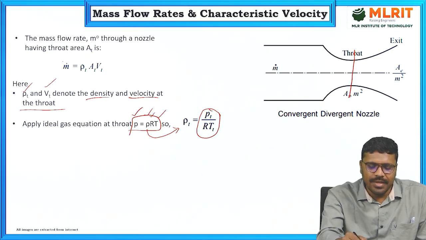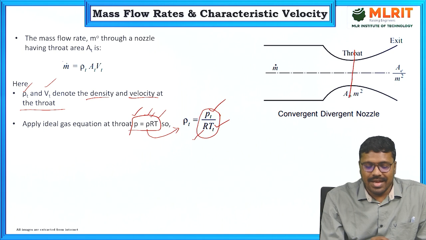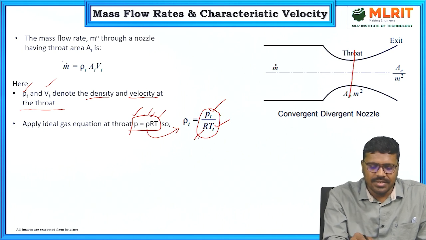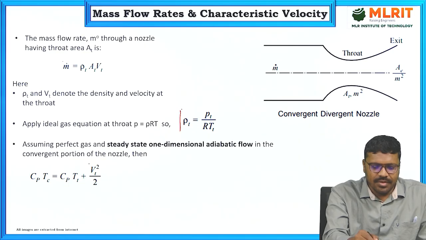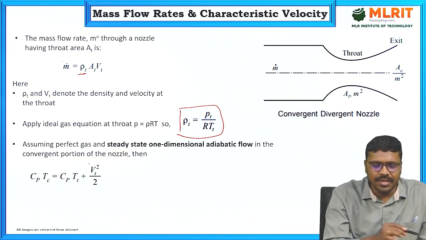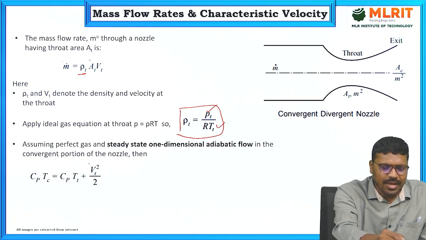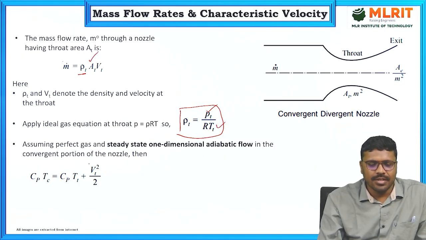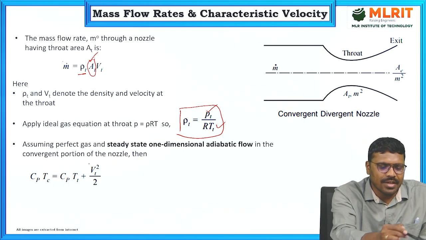Here Pt is the pressure at the throat, Tt is the temperature at the throat, and R is the gas constant of the gases at the throat. Here we got one equation for the density rho T in terms of pressure and temperature. The next parameter is area, the area at the throat. Area cannot be related to pressure and temperature, so we cannot generate any equation for area in terms of pressure and temperature.